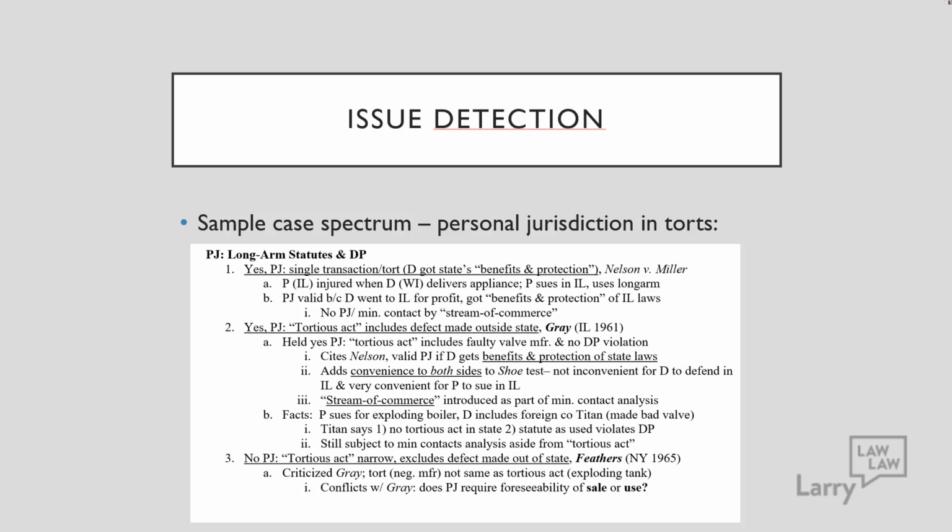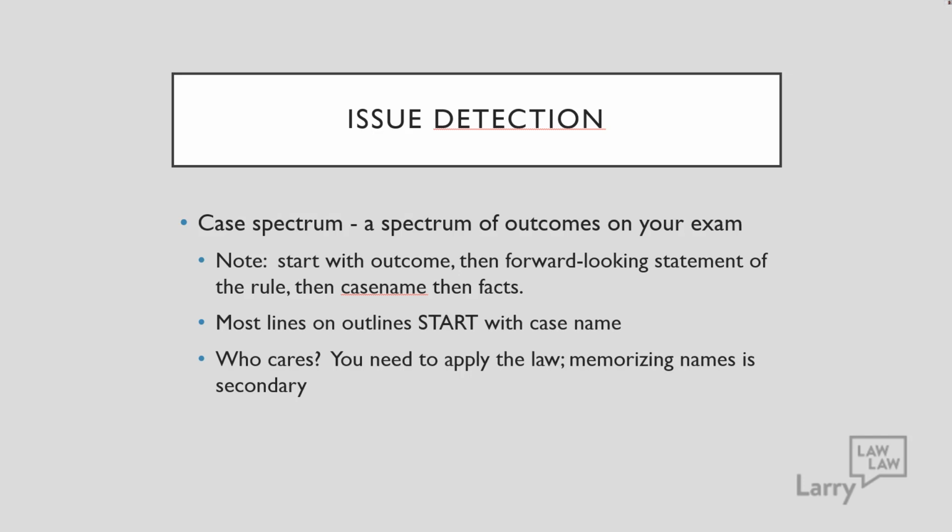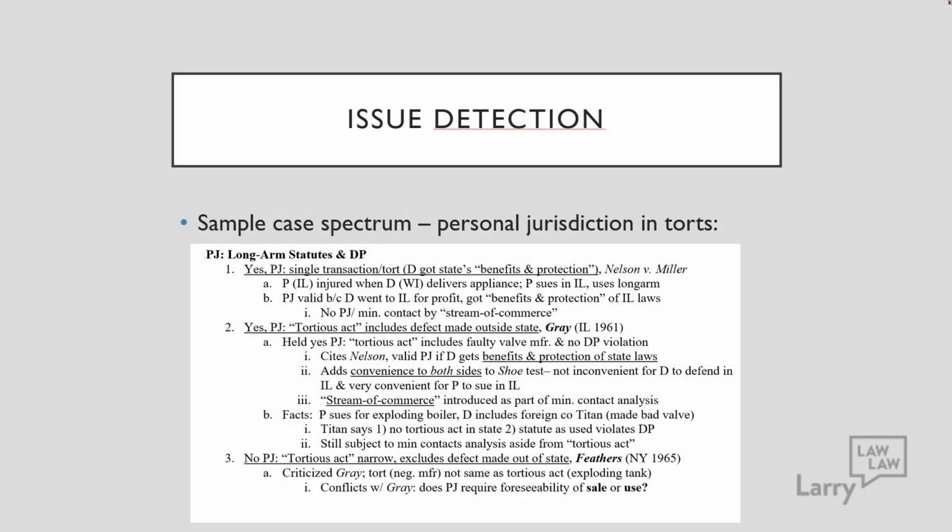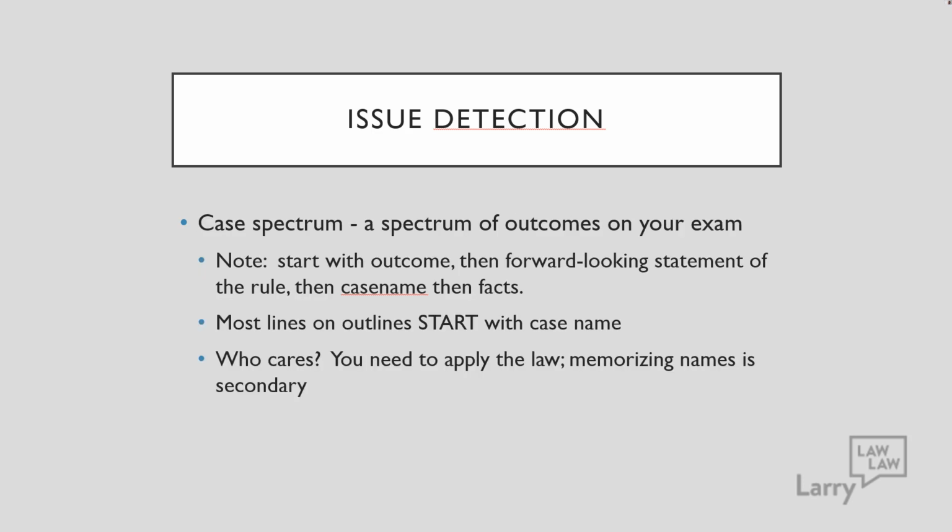And you can use this on an exam when you see, say, a personal jurisdiction problem involves an accident that occurs in a given state, or aspects of the accident maybe occur in that state or not in that state. There's a certain way you have to write cases that most people don't do on an outline. You start with the outcome, then a kind of forward-looking general statement of the rule that comes from that case, then maybe the case name, and then the facts. Now, most people write their outlines to begin with the case name because that's the easy thing to grasp, Huckins versus McGee. But on the exam, nobody cares.